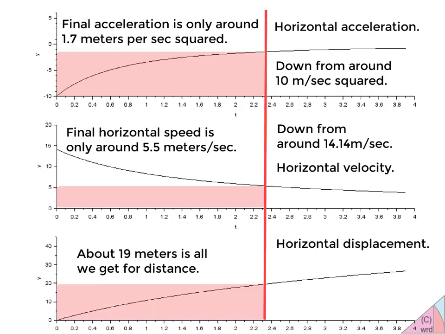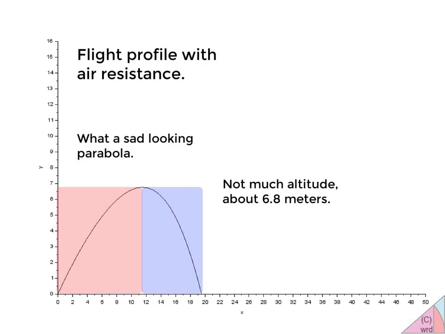Graph 3 is horizontal displacement. At end of model time, we are around 19 meters downrange, not 40. Page 3. What happened to our beautiful parabola of flight? Pesky air resistance scrunched it on the far end. Playing sports on Earth is not ideal.